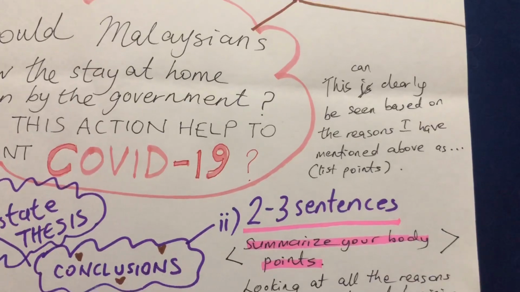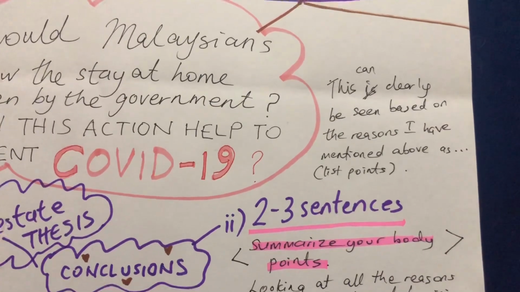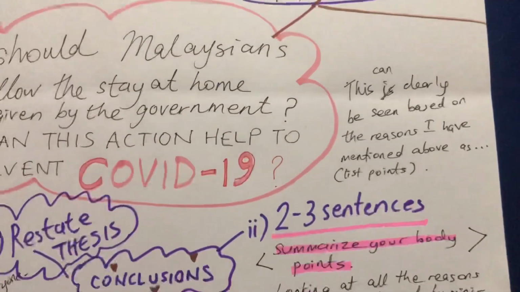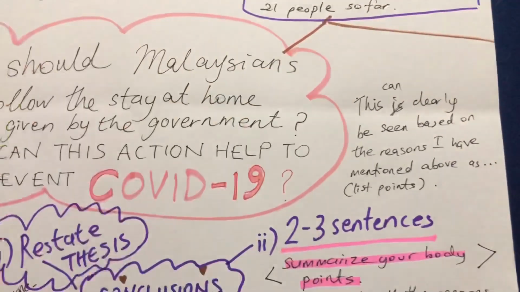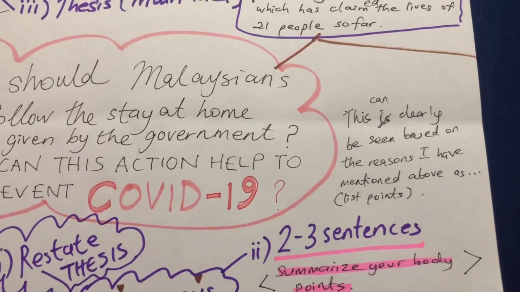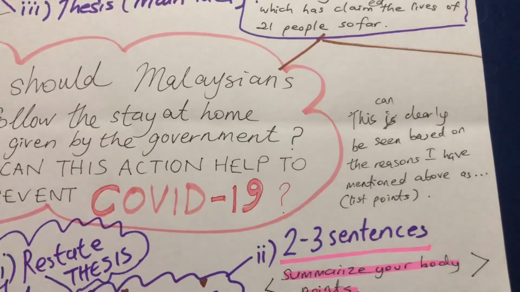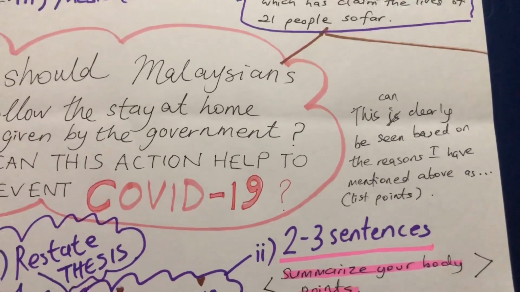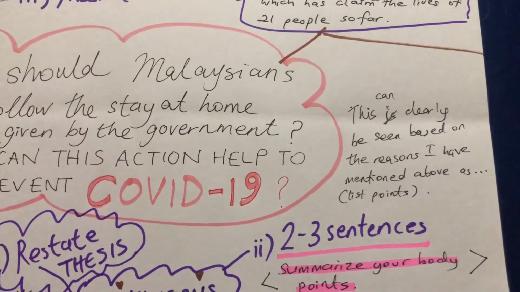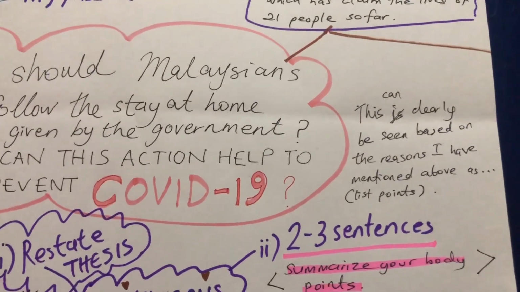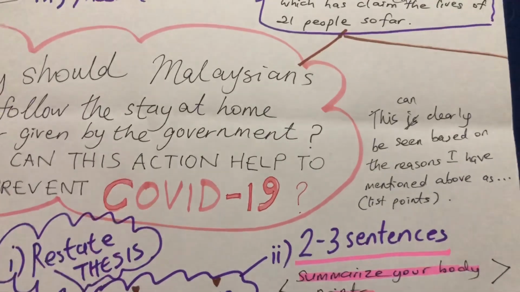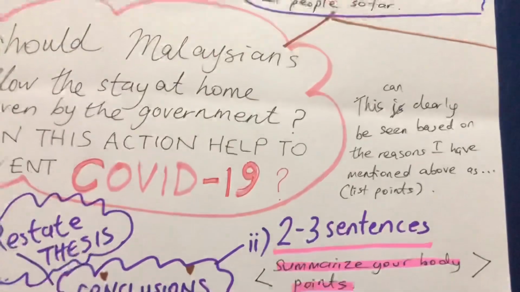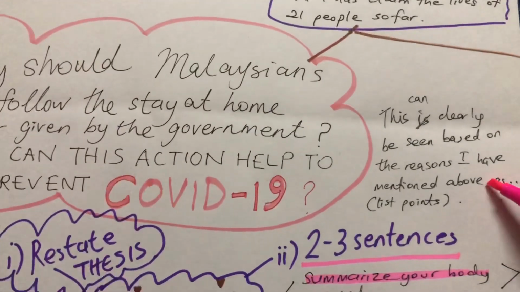For the second sentence of the conclusion, you can summarize your body points, and you can start by saying something very generic or general, such as this sentence: this can clearly be seen based on the reasons I have mentioned above. You can actually stop there. Or if you feel like you want to elaborate more, you can say, this can clearly be seen based on the reasons I have mentioned above as, and you mention all your body points, only the points. But just stopping and putting a full stop here is good enough.